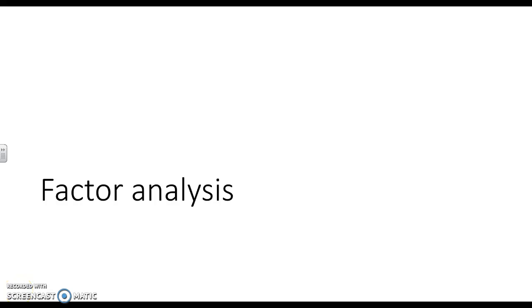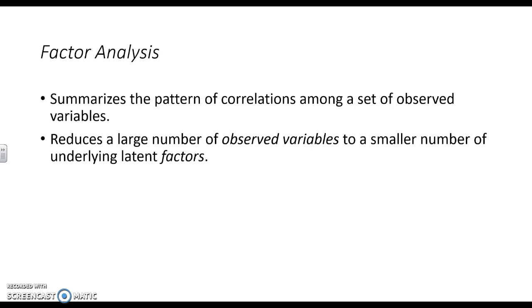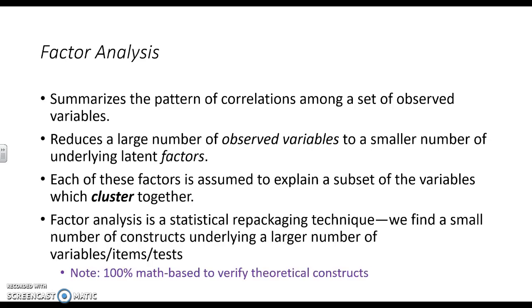So let's continue the idea of classical test theory through factor analysis. With factor analysis, we're looking for patterns of correlations among observed variables, essentially our items, and how the items are grouping together. What we're looking for are these underlying latent factors. You can think of this as the subset of variables that are clustering together. So how are the correlations actually clustering together within our 15 items?